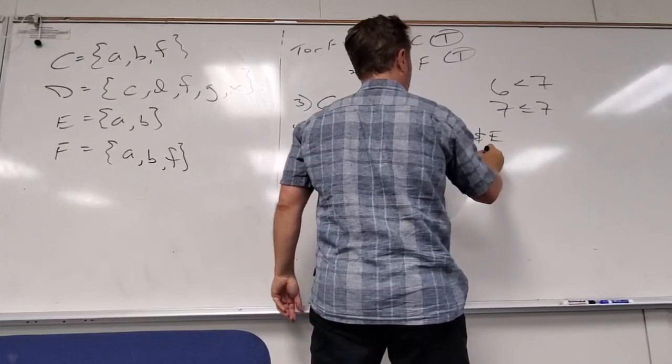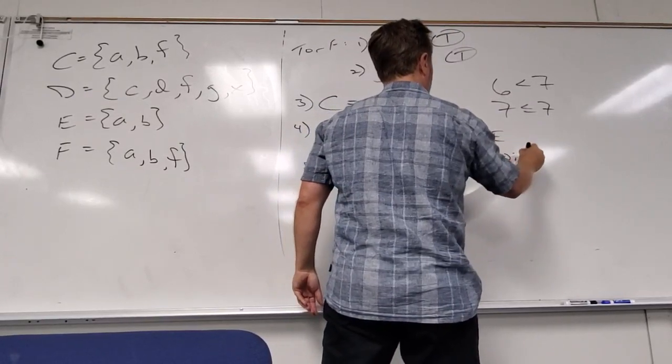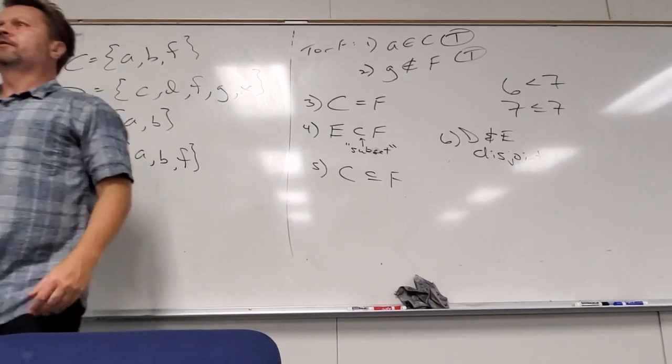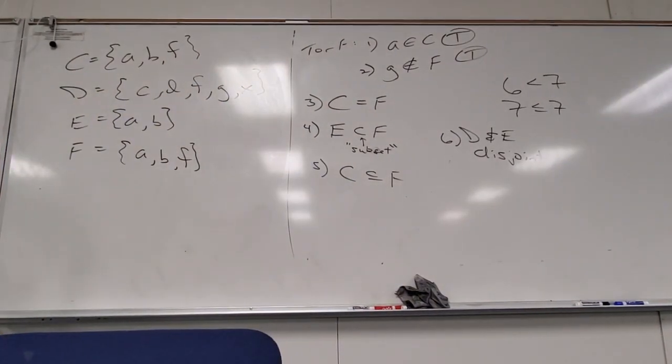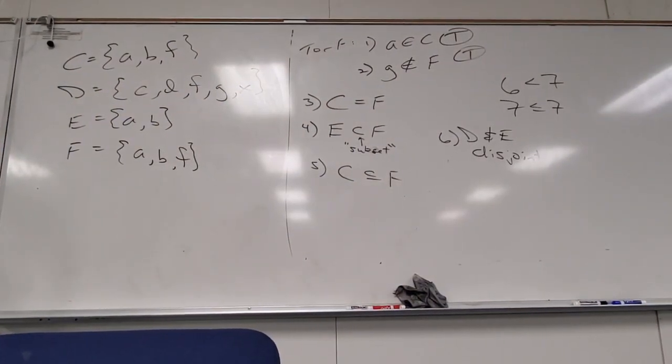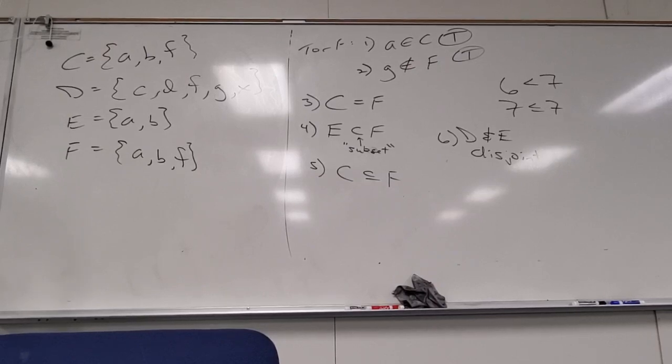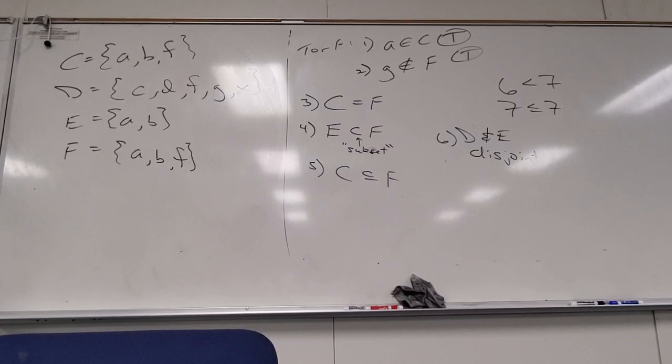are called disjoint because they have nowhere where they join. That kind of makes sense. It's just they don't join together. They have no, I'm going to say this word, intersection.